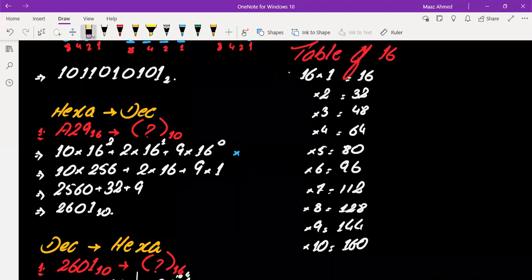Now 10 multiplied by 256 gives us 2560. 2 multiplied by 16 gives us 32, and 9 multiplied by 1 gives us 9. Adding them all together, I got the answer 2601 base 10. So this is how you need to convert a hexa number into a decimal number.